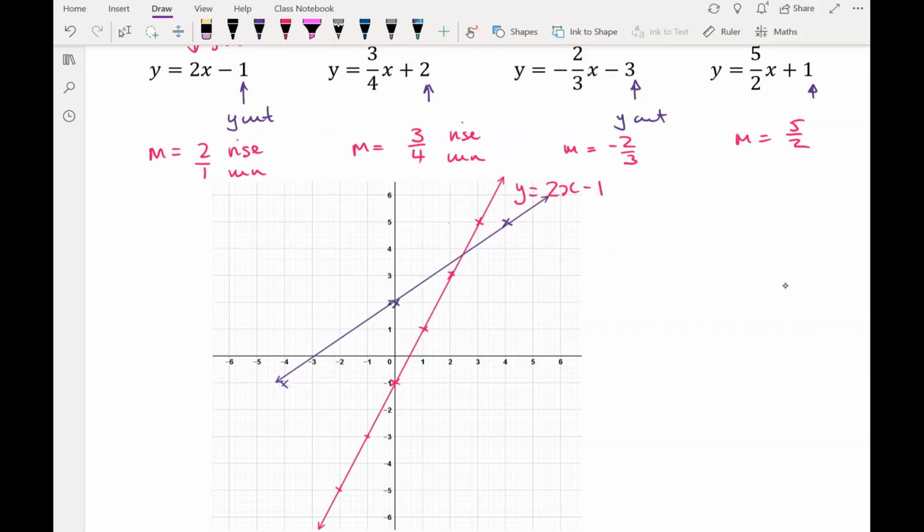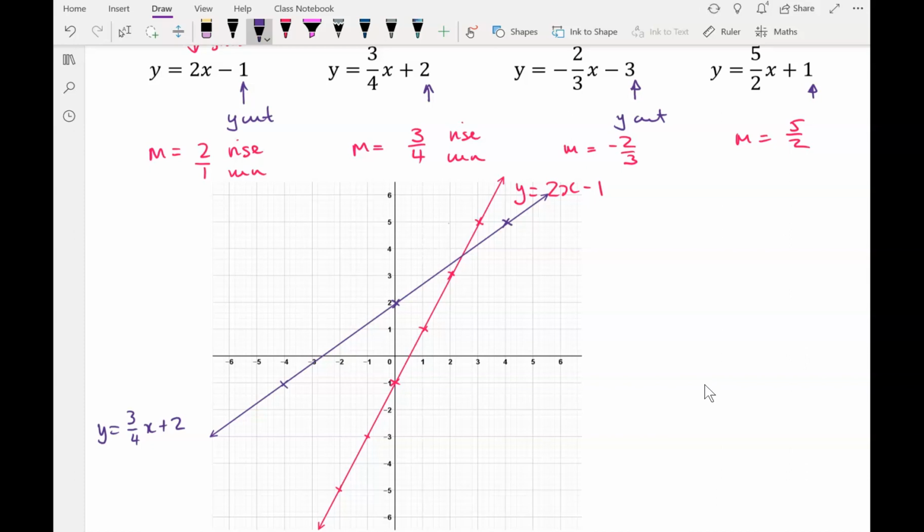Here it goes. Those points. I've got this bottom one not quite right. Oopsie, that's not right. There we go. So that's given us our line going through those points. This is the line y is equal to 3/4 x plus 2.